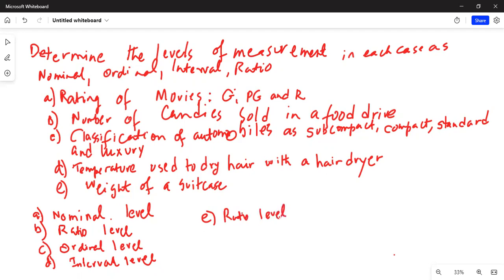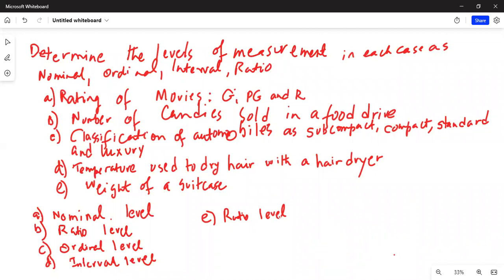So the lowest level of measurement is nominal, where there are just categories like the ratings of movies. Then the highest level of measurement is ratio, where we can take ratios of two numbers, and the difference between the two numbers is also important. Now, classification of automobiles is an example of ordinal, where there is some kind of order. Subcompact is a lower category than compact, compact is lower than standard, and standard is lower than luxury. Temperature itself is interval level of measurement because the difference between two temperatures is important, but ratio is not important.